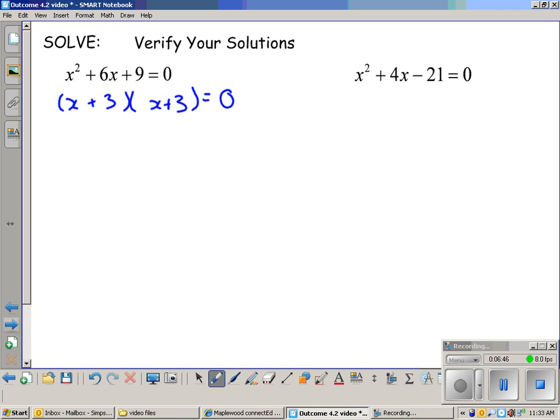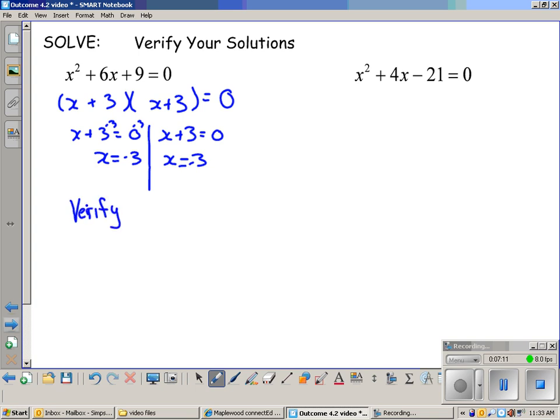We're going to make each factor equal to 0. This time it turns out that both of our factors are the same. Solve them for x. So subtract 3 from both sides, and we get x equals negative 3 from both factors. I can verify this.